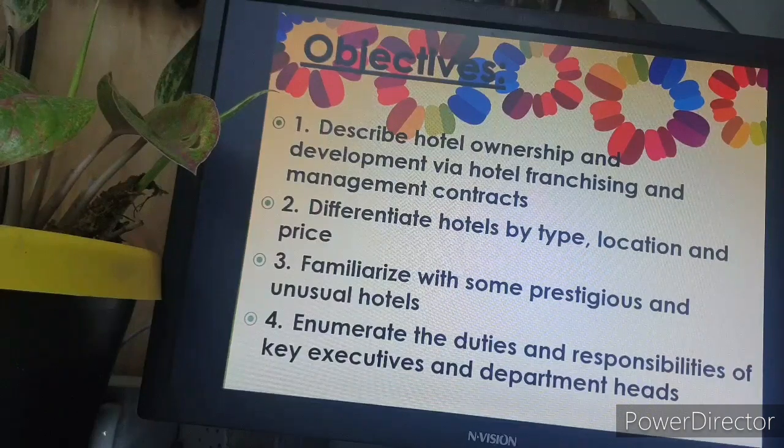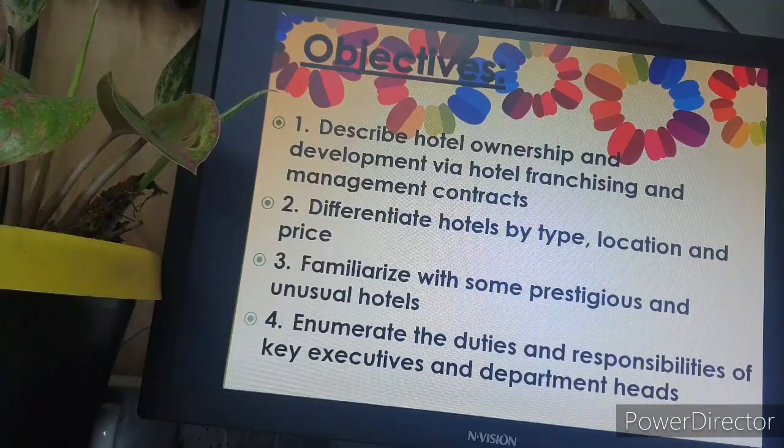Next in line, according to type, we're talking about the type of service: full service, casino, convention, economy, extended, all suite, bed and breakfast, boutique, and condotel. And we have also the mixed use hotel. We will discuss that further.